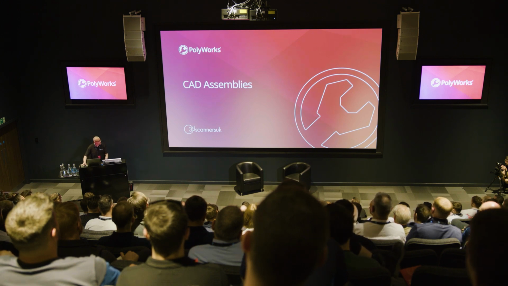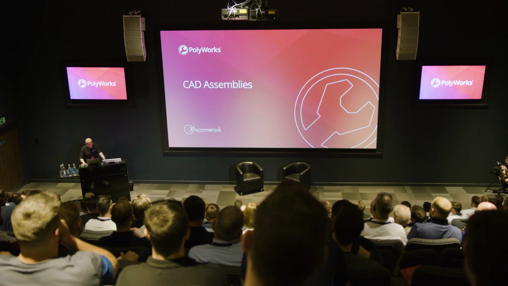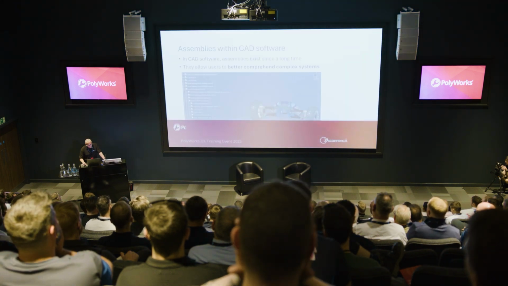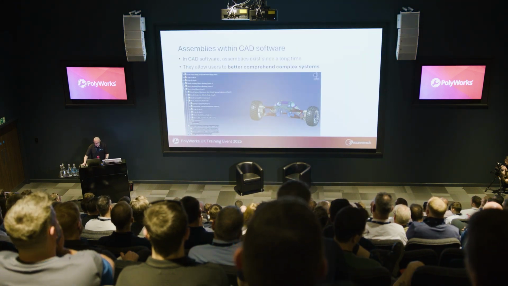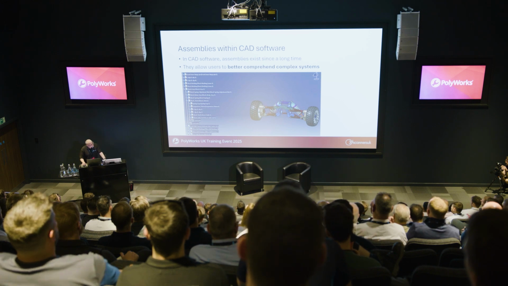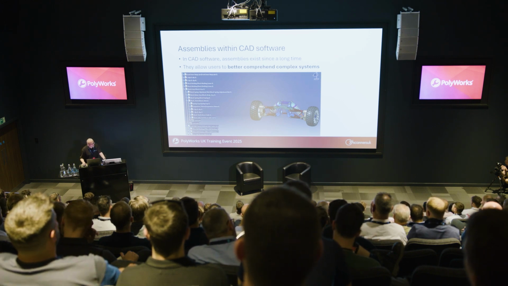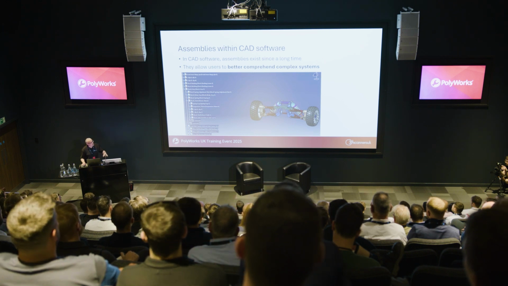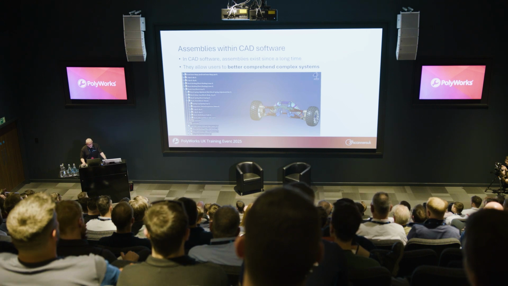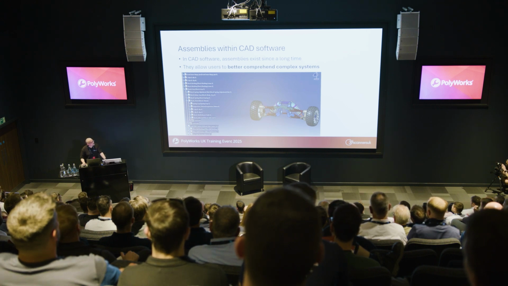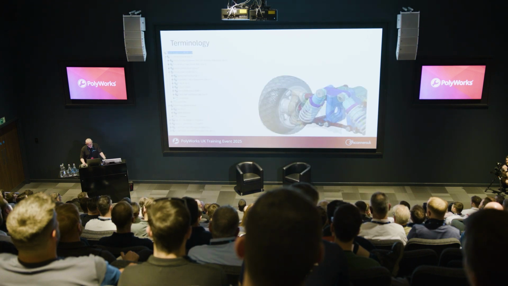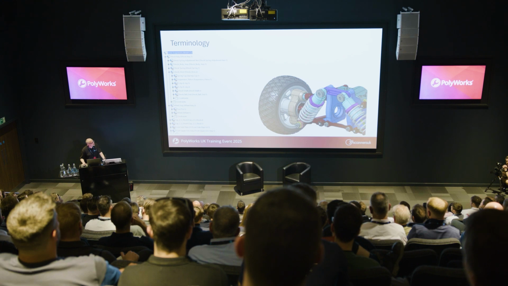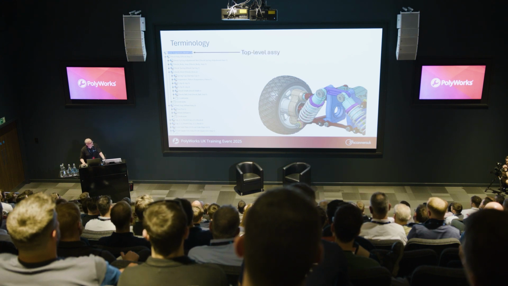No? So my final topic is CAD assemblies. Most people will be familiar with CAD assemblies. This one's actually a CATIA one, so we've got an example of a radio controlled car. People have used them in CAD for a long time. They allow us to better comprehend complex systems. I'm just going through the terminology for the CAD so that I can show you what this now looks like when we bring that into Inspector.